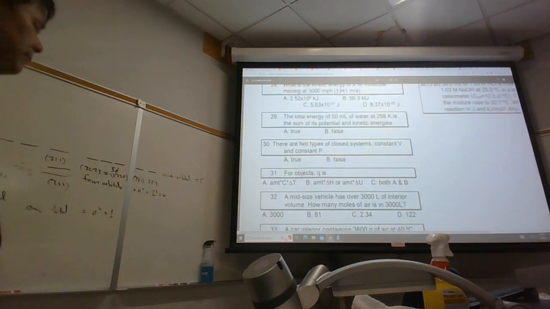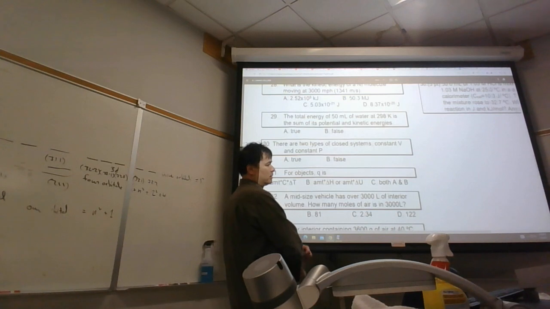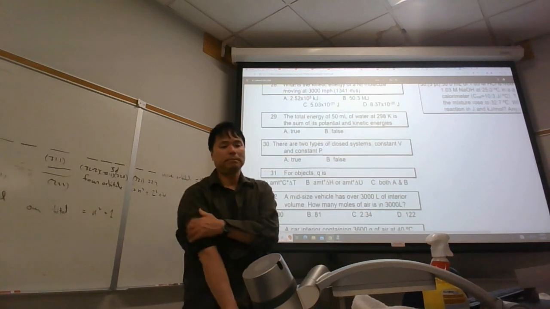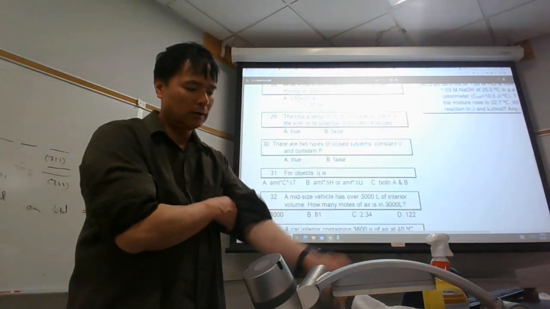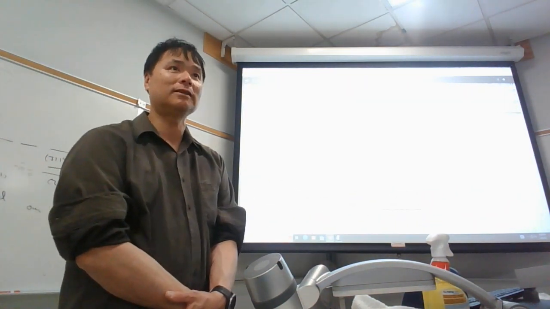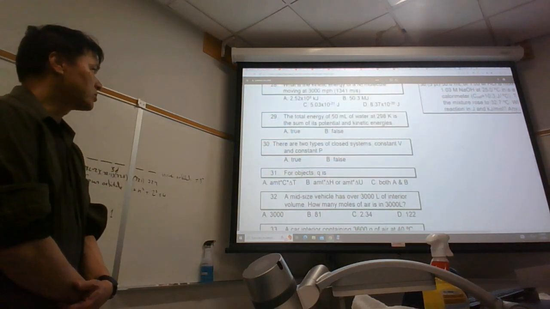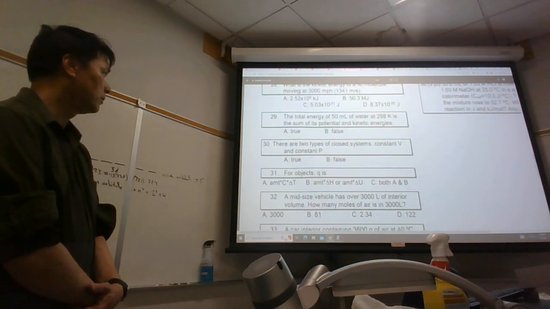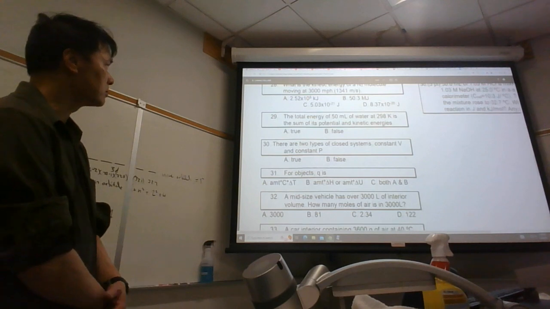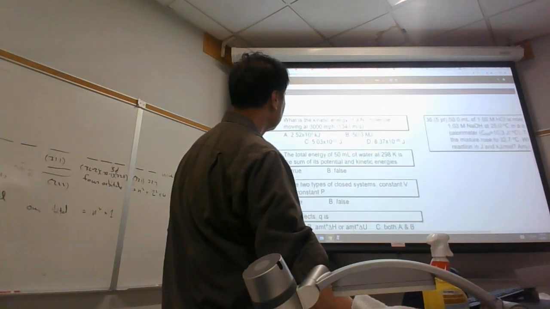And so the same thing with multiple choice. The more you practice these multiple choice questions, the better you get. And the more variety you see, the better you get. Multiple choice questions can be tricky, really tricky. And so it's a good idea to expose yourself to a lot of multiple choice.